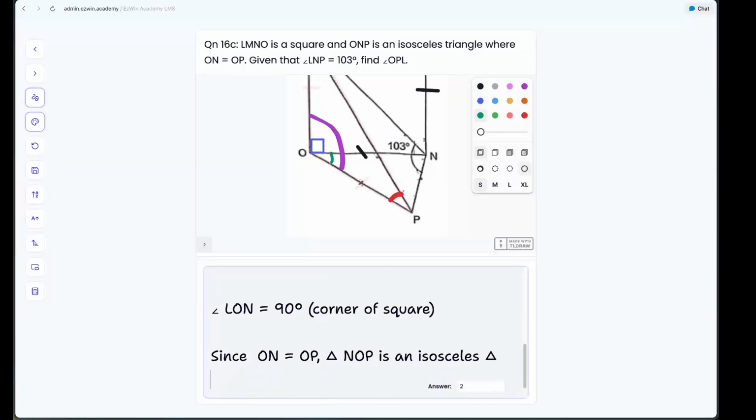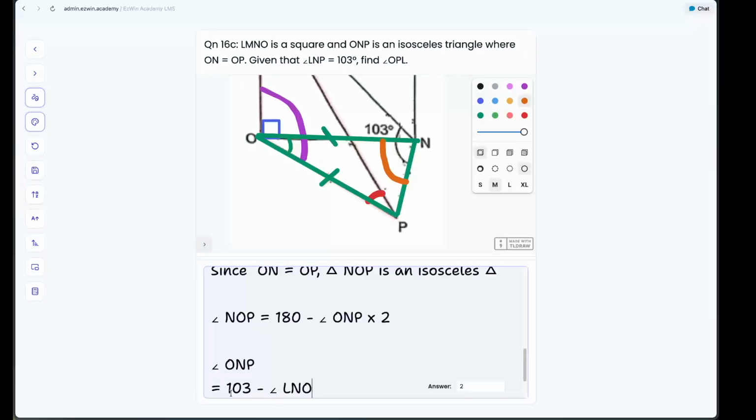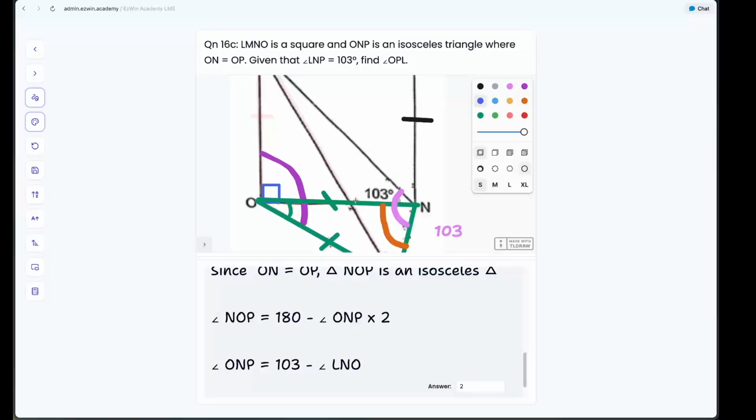Since we know ON is equal to OP, that means the triangle NOP over here is an isosceles triangle. So this means that angle NOP, which is the green angle, is equal to 180 minus angle ONP, which is in orange over here, times 2, because it's an isosceles triangle. So how do we get ONP? ONP over here is 103 minus LNO. So ONP is orange, 103 is this pink angle that says 103 over here, and angle LNO over here is the blue angle.